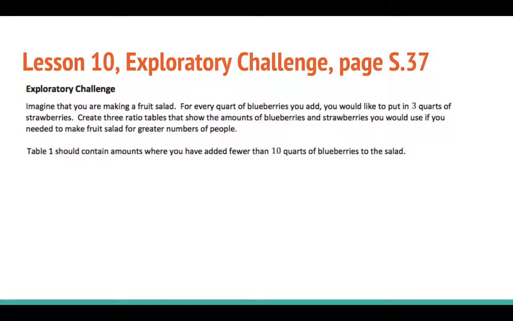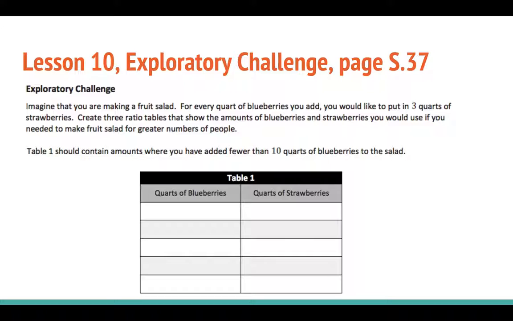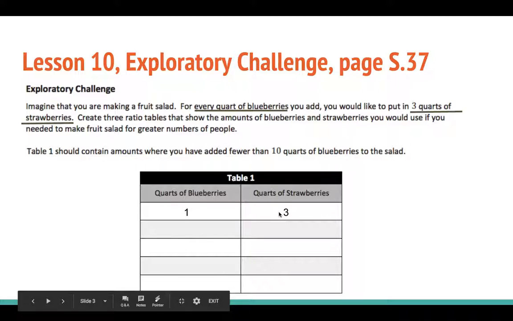Table 1 should contain amounts where you have added fewer than 10 quarts of blueberries to the salad. And this is what table 1 looks like. Remember, where you have added fewer than 10 quarts of blueberries to the salad. We see here that for every quart of blueberries, there are 3 quarts of strawberries. This looks like this in your table. So 1 quart of blueberry, you have 3 quarts of strawberries. That means your ratio is 1 to 3.